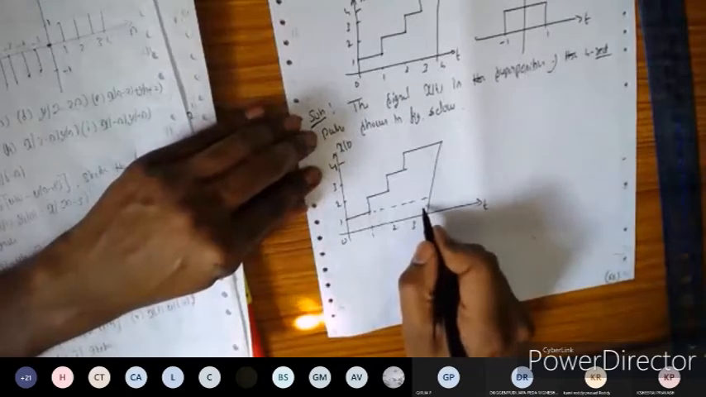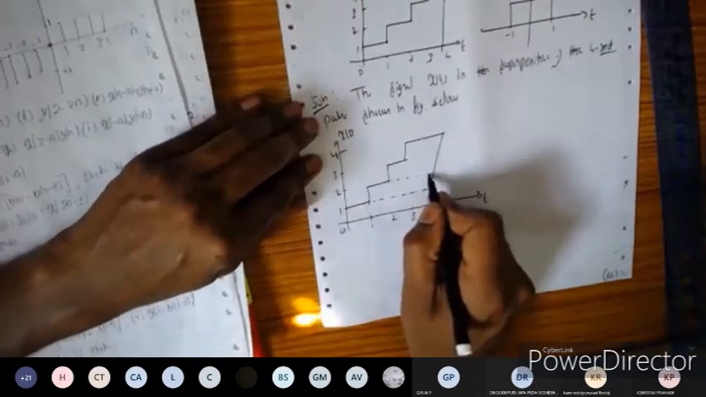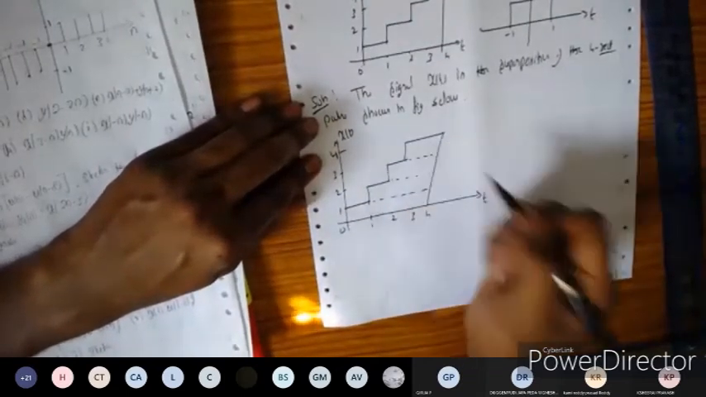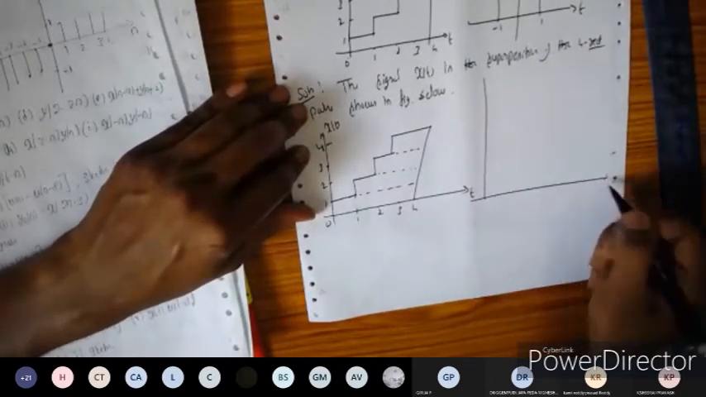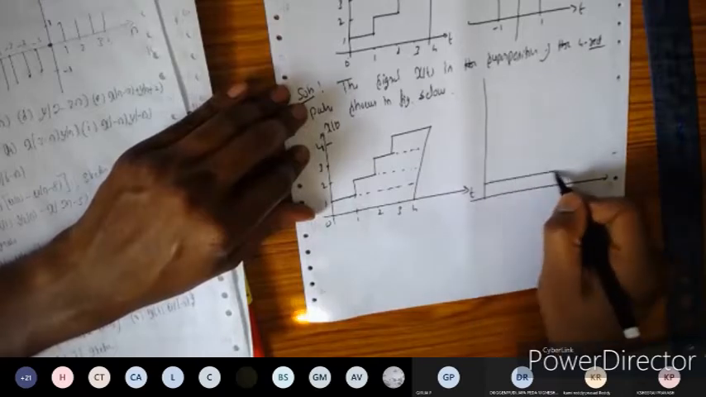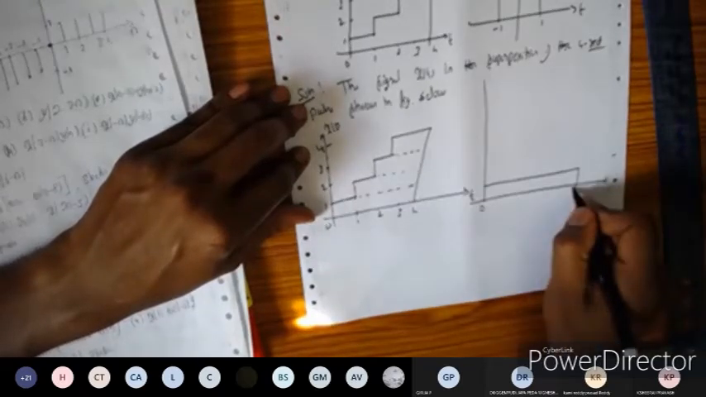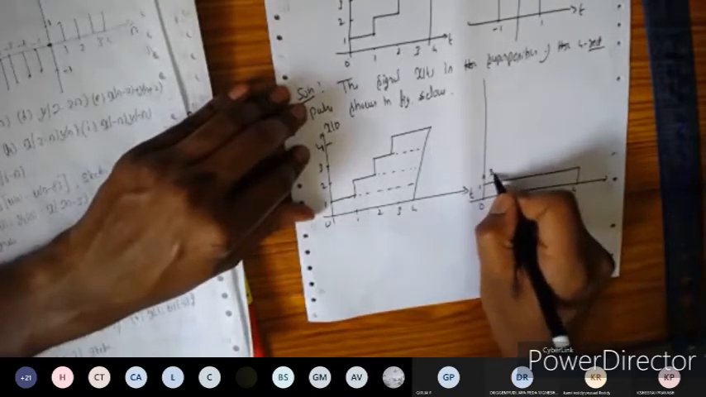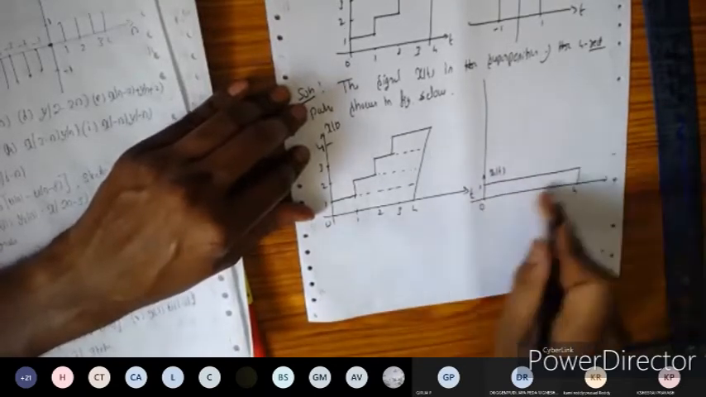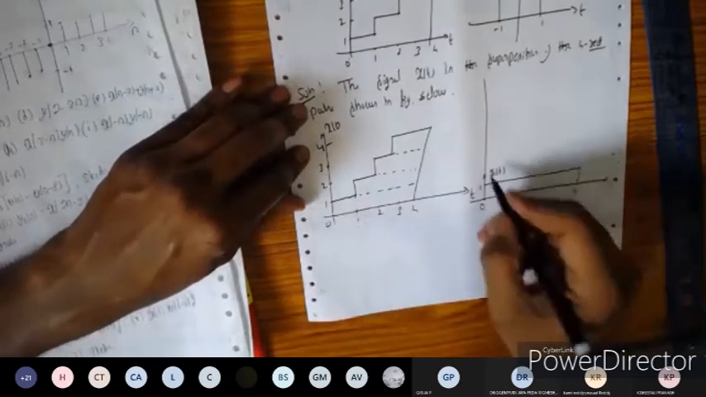If I consider this as one rectangular pulse, this will be the other one, and this will be the last one. So we can plot it like this. We can take the waveforms here. One I can draw from 0 to 4, one pulse, with amplitude 1. Let us call this one x1 of t. I'm going to take the basic pulse as x1 of t.